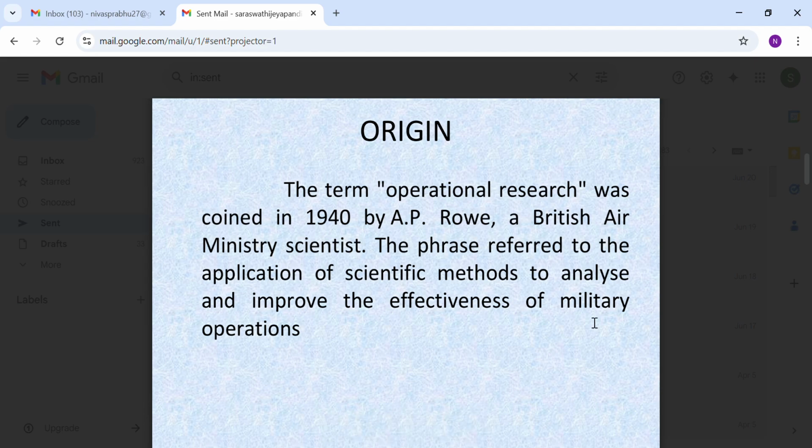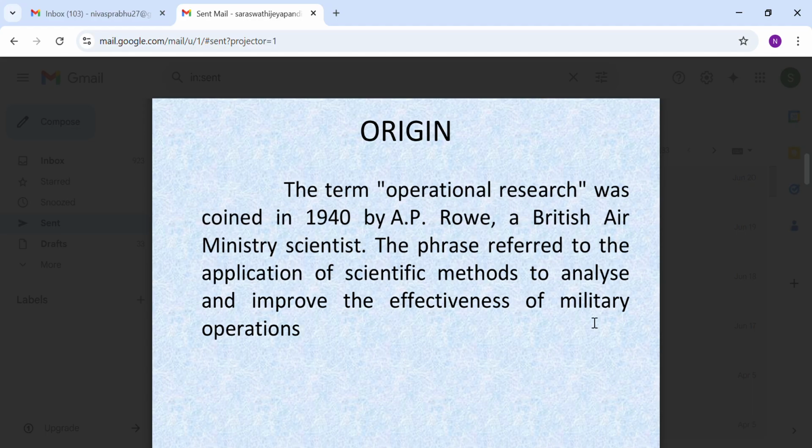Before we know about the definitions, we know the origin. The term operation research was coined in 1940 by A.P. Rowe, the British Air Ministry scientist. Due to the First World War, most of the military operations were exhausted.